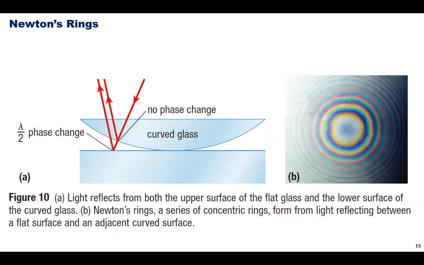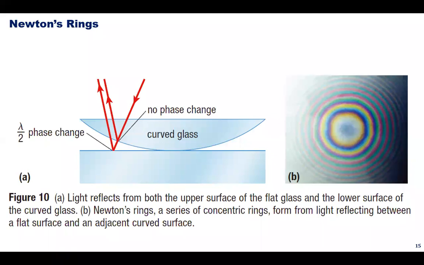If you place a glass disc with a convex surface in contact with a flat glass surface, as shown here in figure 10A, and illuminate it with a beam of light, a phenomenon called Newton's rings occurs, which is shown here in figure 10B on the right. Light reflects from both the upper surface of the flat glass and the lower surface of the curved glass. The light reflecting from the flat glass plate changes phase because the air between the two glass surfaces has a lower index of refraction than the glass. However, the light reflecting from the lower surface of the curved glass does not change phase.